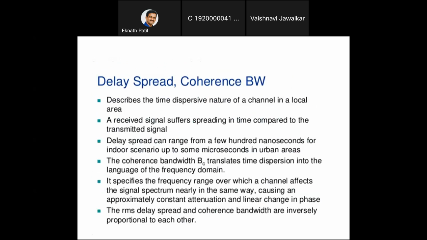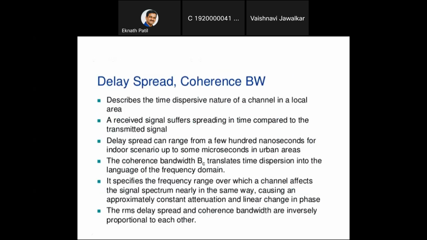Everywhere the noise threshold is there. Threshold means the noise floor in that particular environment, which is nothing but the threshold noise. So, delay spread and coherence bandwidth: we must know what the coherence bandwidth is and what the delay spread is. They describe the time dispersive nature of the channel in a local area. A received signal suffers spreading in time compared to the transmitted signal. Delay spread ranges from a few hundred nanoseconds for indoor scenarios up to microseconds in urban areas.